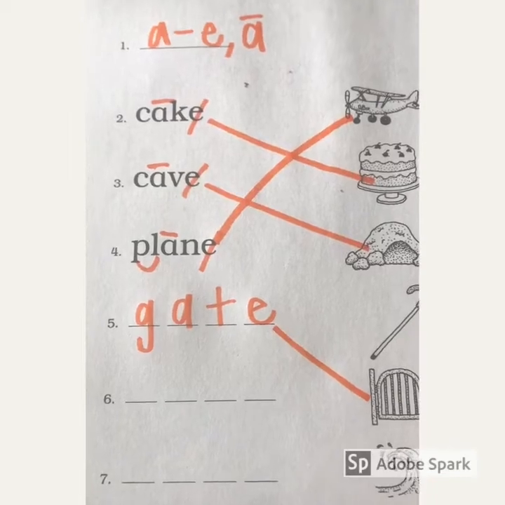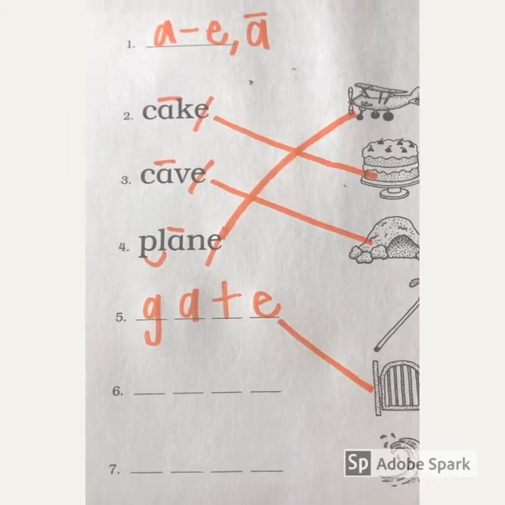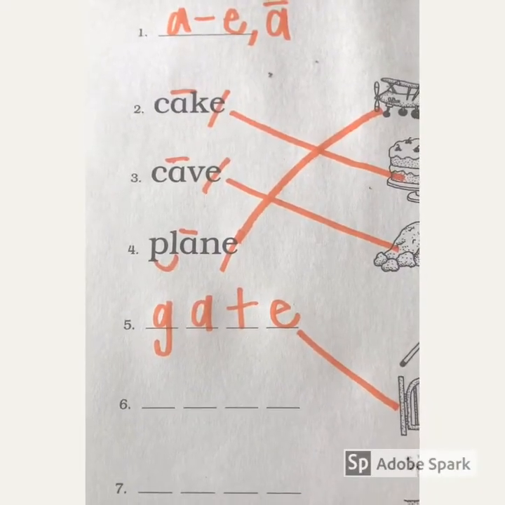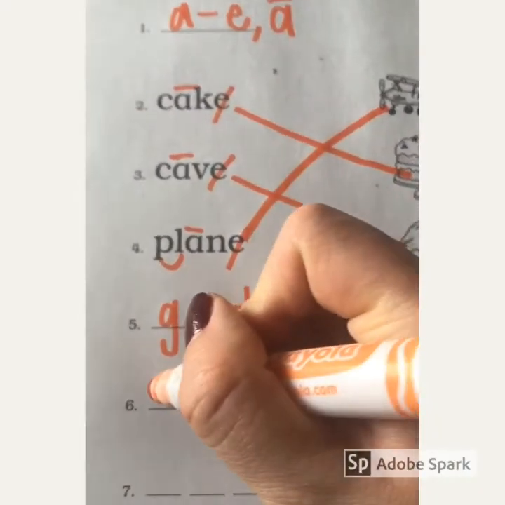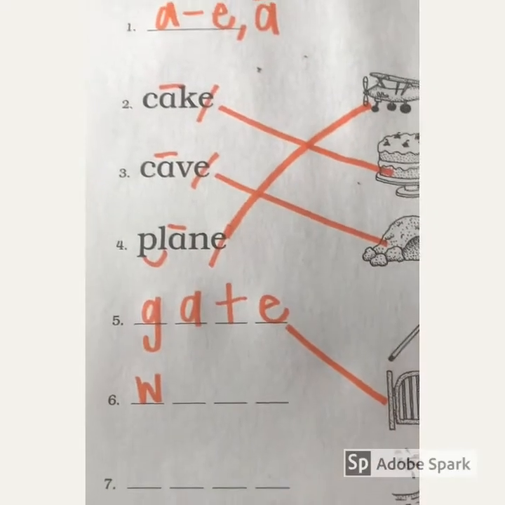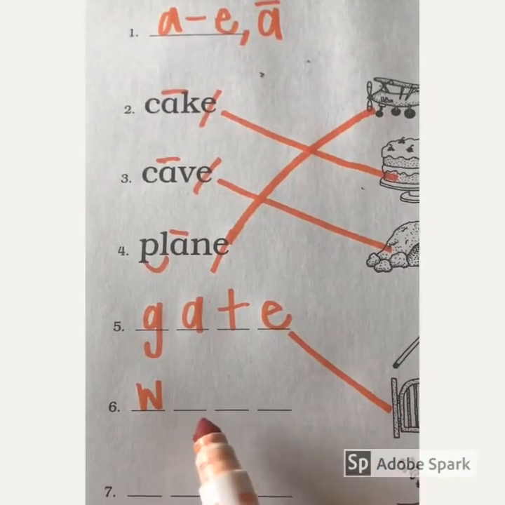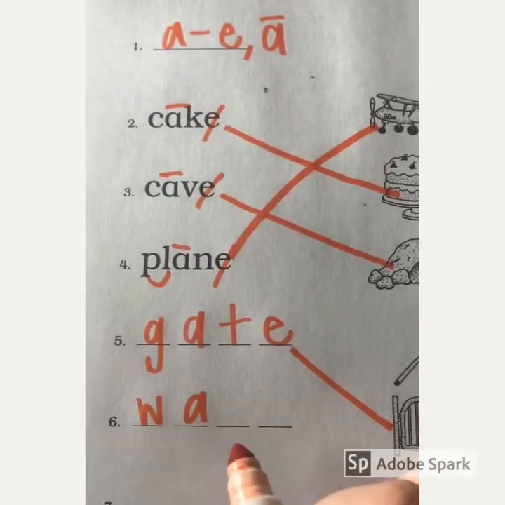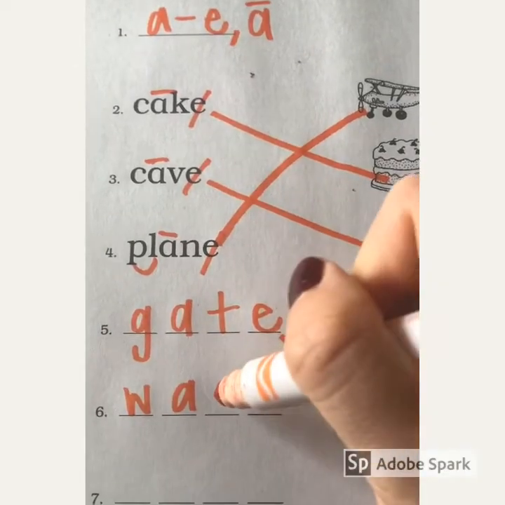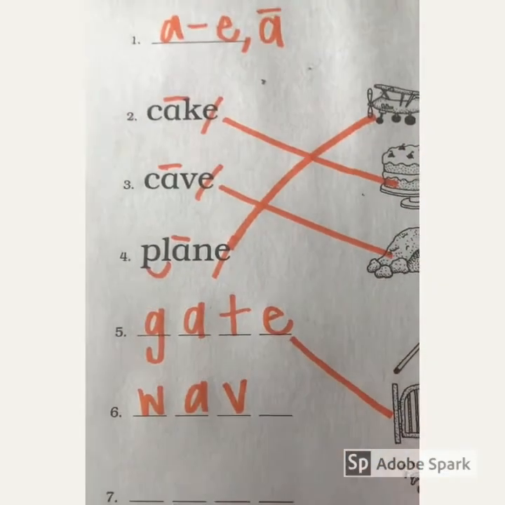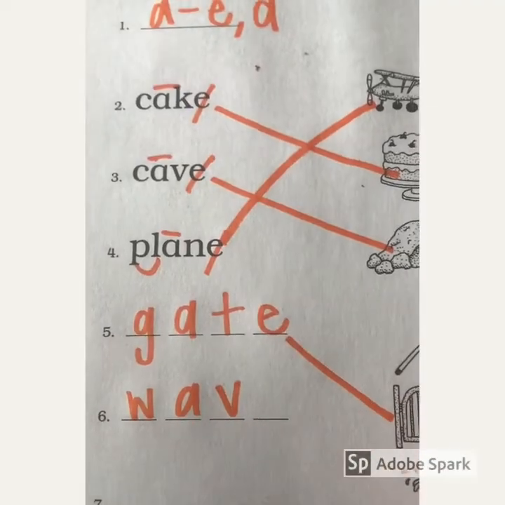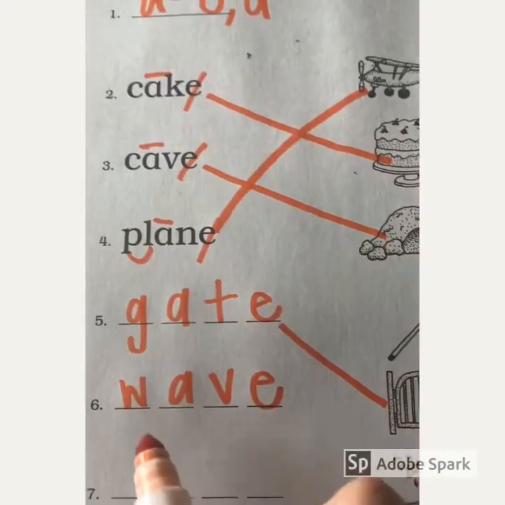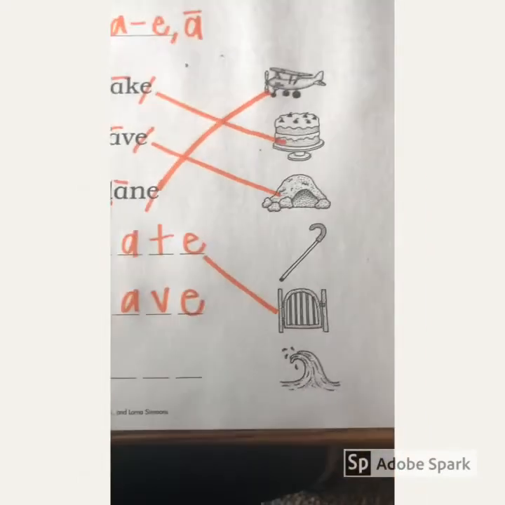All right, number 6. I want you to write the word wave. Wa-ave. What makes the W sound? W, lowercase w. A, W-A. A makes the A sound. W-A-V. V makes the V sound. And what am I missing? What sneaks up on other letters to make them sound long? Yeah, the sneaky E. So my word says wave. Can you find the wave and draw a line to it?